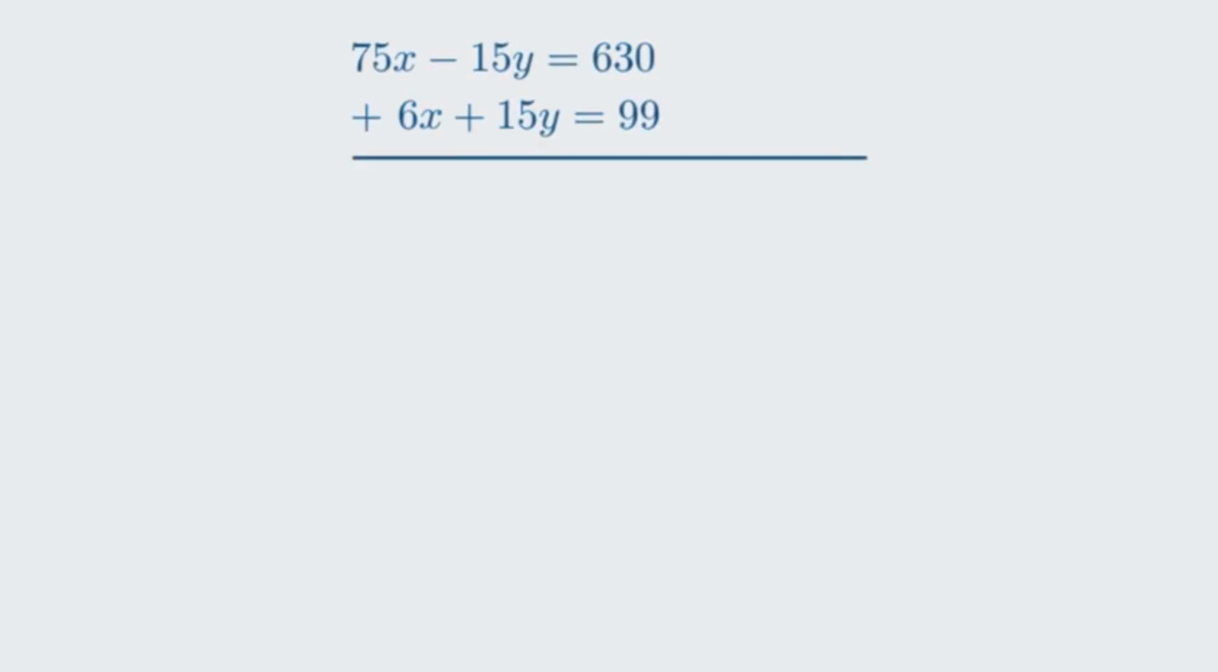Now that we have our new system, we can perform the elimination step. We will add the two equations together, term by term. Let's add the x terms first. 75x plus 6x gives us 81x. So we have 81x. Next, we add the y terms. Negative 15y plus 15y is 0. The y terms have been eliminated. This is the key step. The y terms cancel out, leaving us with just x.